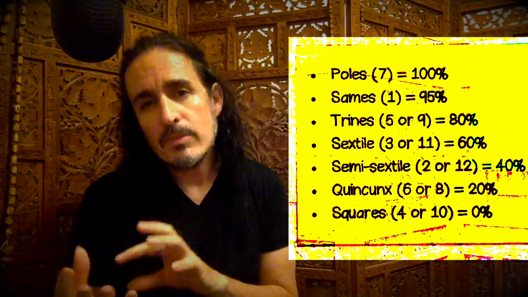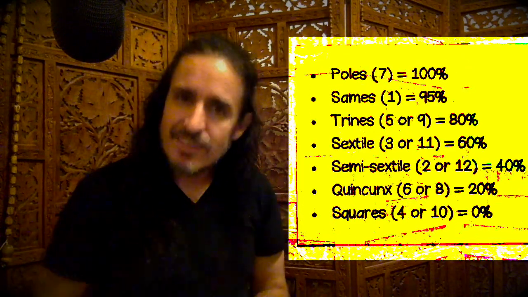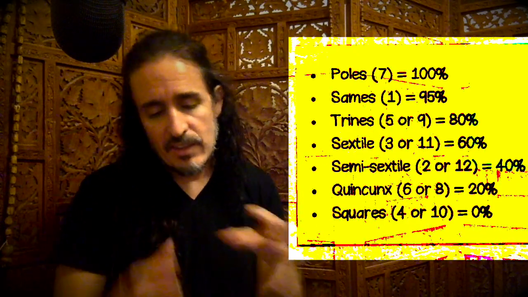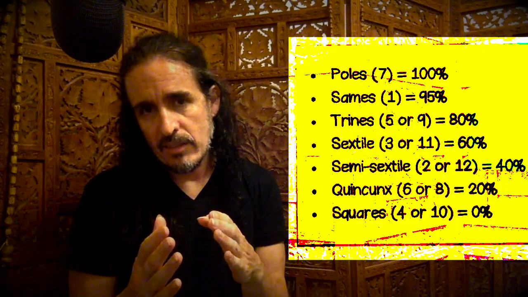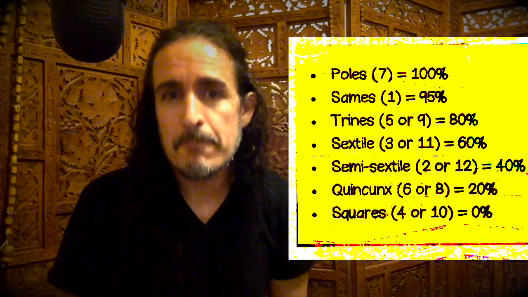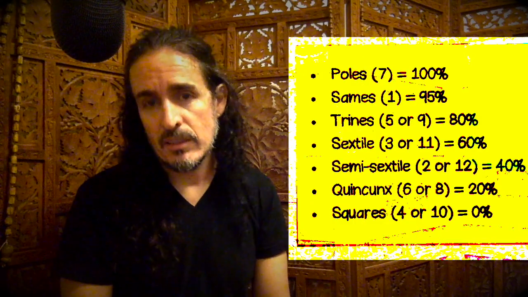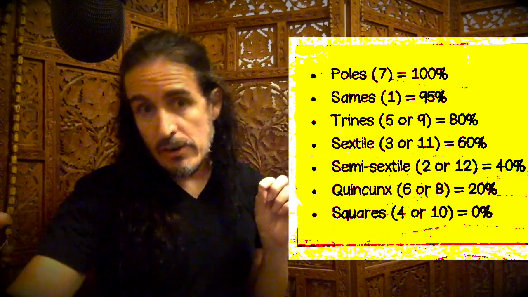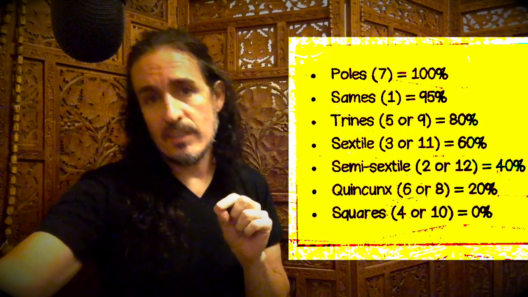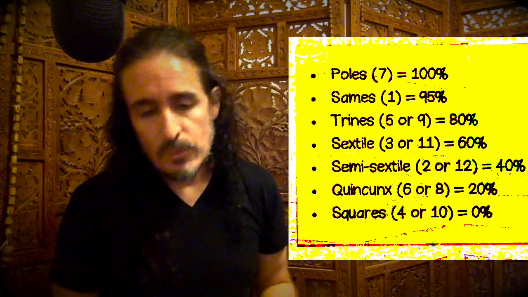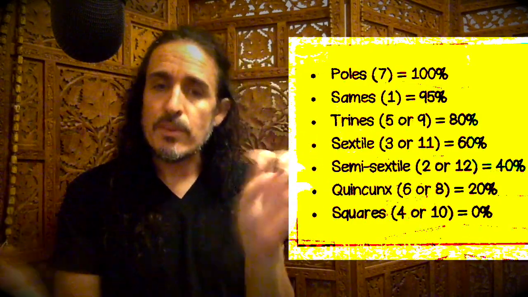Sextile is 60% compatible. Then the next less desirable shape is a semi-sextile. Now they're right next to each other. They can't see each other. That's 40% compatibility. Then we start to get to more serious incompatibilities. We get to the quincunx, which is where they get a sharp arrow from being 6 or 8 signs away from each other. That's like 20% compatibility. And finally, the worst shape is a square. That's where you're going to get a very strong shape with incompatible elements.